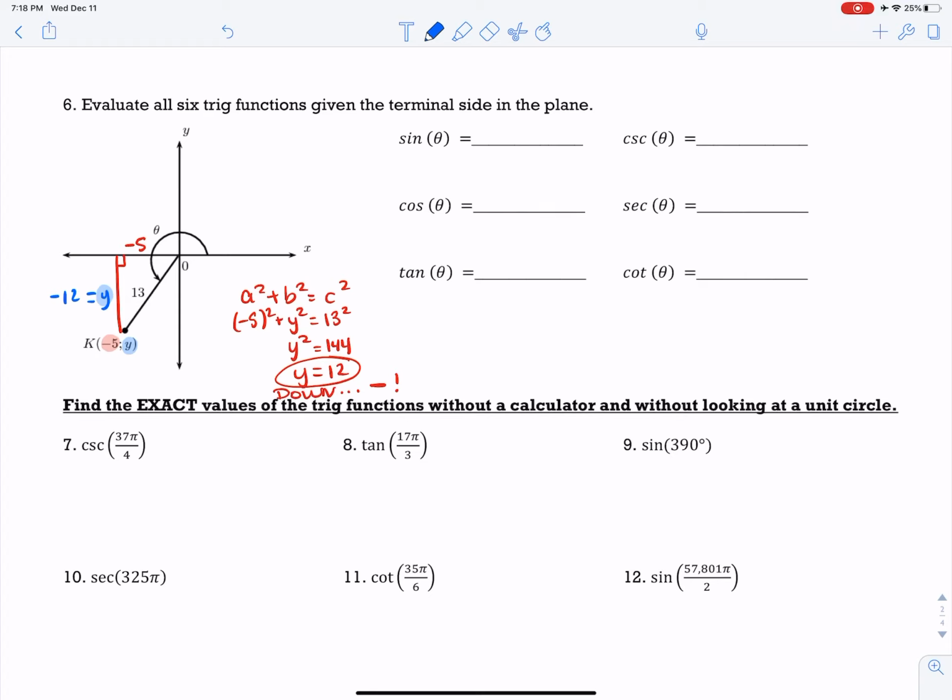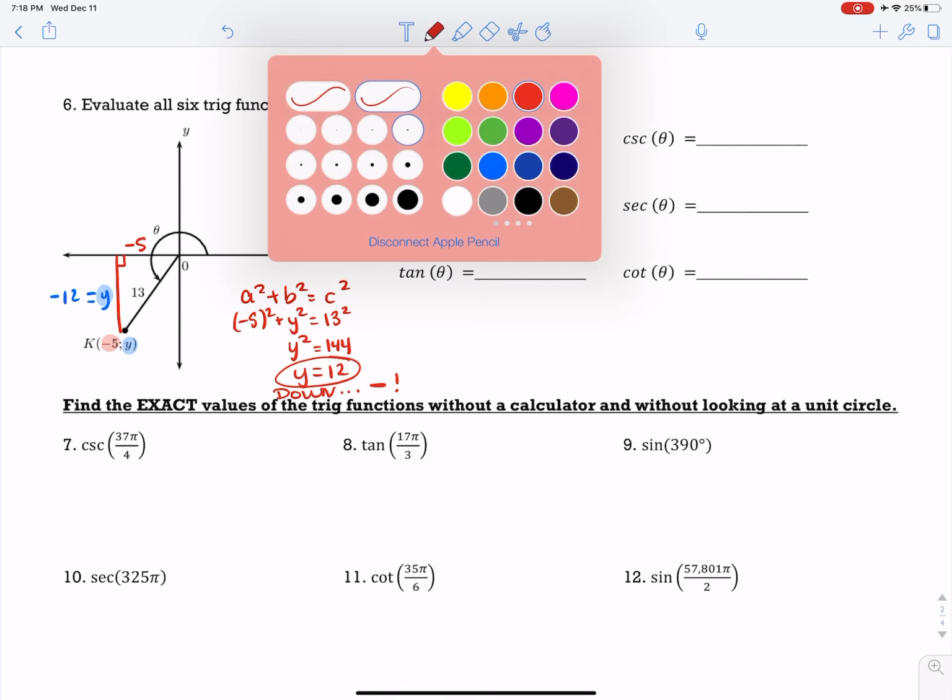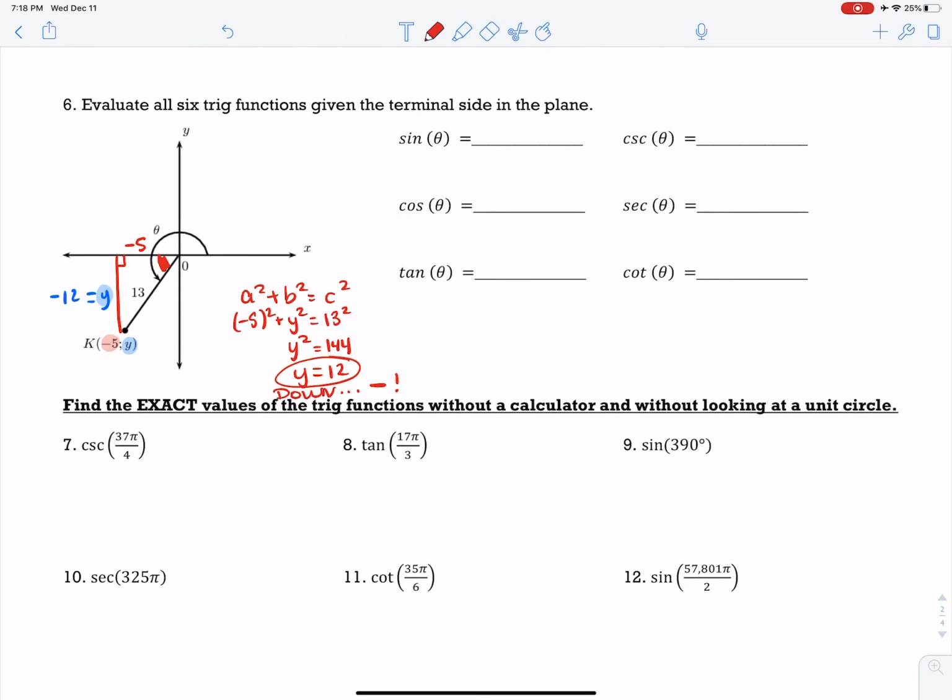And now you can do all the stuff. Sine, cosine, tangent. You know what the O, the A, and the H are. Again, this is your reference angle right here from the origin. And you got it. You can go from there.